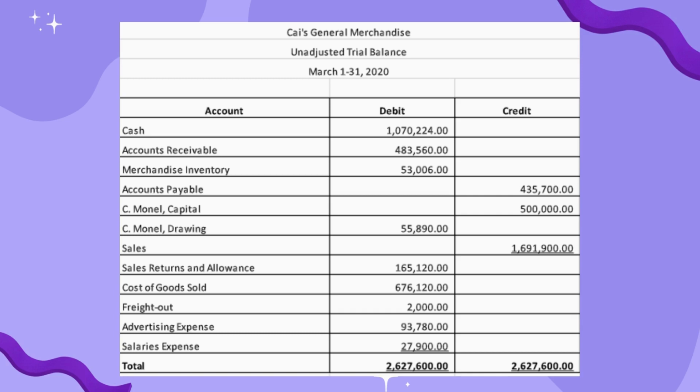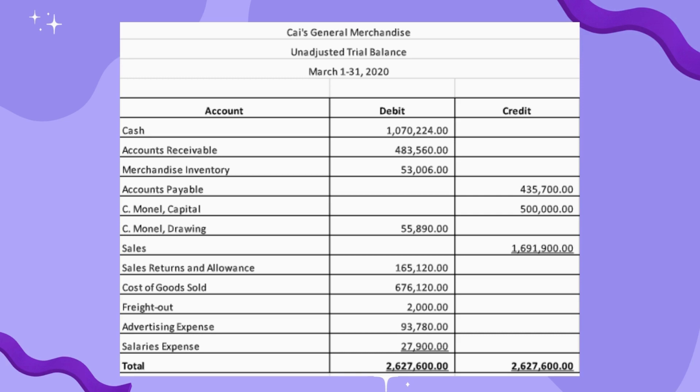Sales. Credit 1,691,900 pesos. Sales return and allowance. Debit 165,120 pesos. Cost of goods sold. Debit 676,120 pesos. Freight out. Debit 2,000 pesos. Advertising expense. Debit 93,780 pesos. Salaries expense. Debit 27,900 pesos.